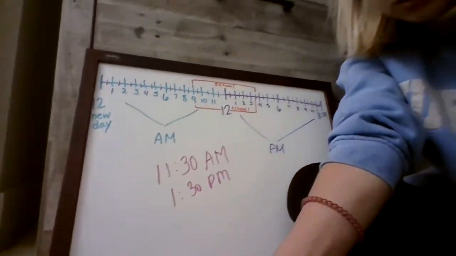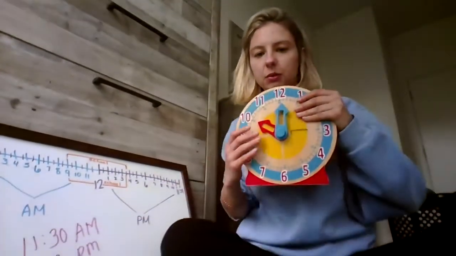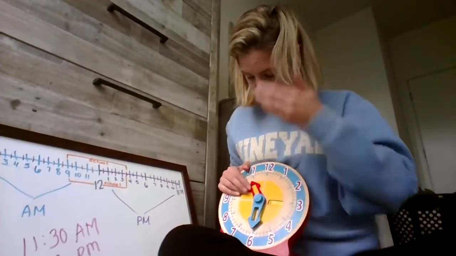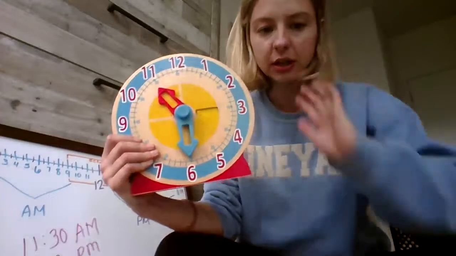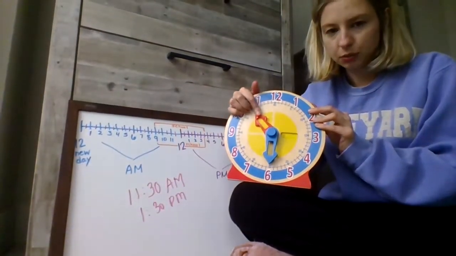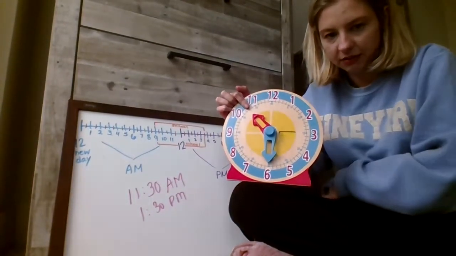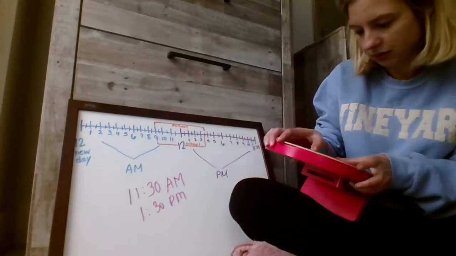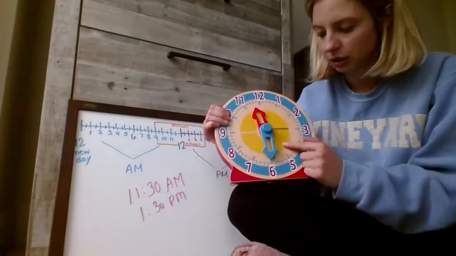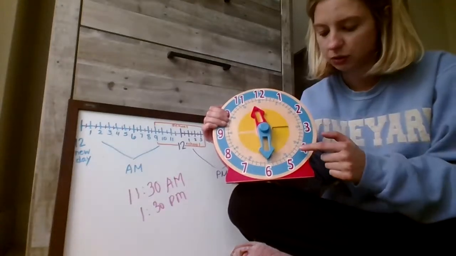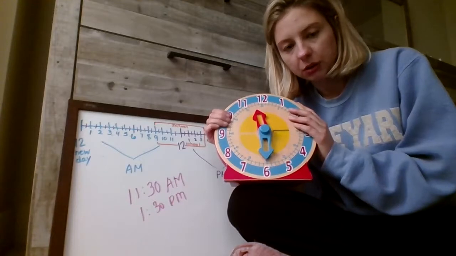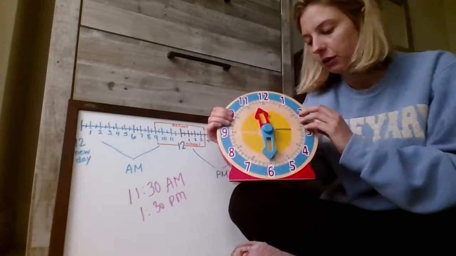Okay, so let's look here. If it was 11:30 a.m., here's 11:30 a.m. You see this? It's pointing in between the 11 and the 12 because half of the hour has gone by, 30 minutes, by going 5, 10, 15, 20, 25, 30. So it's 11:30. If we were to go to 1:30 and figure that out, this is what would happen.